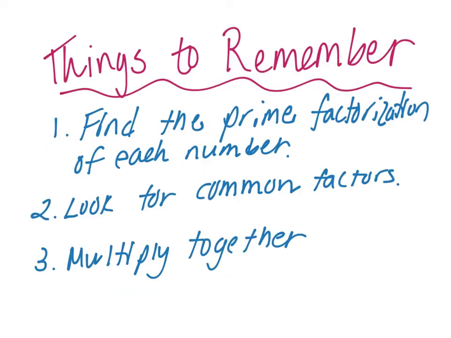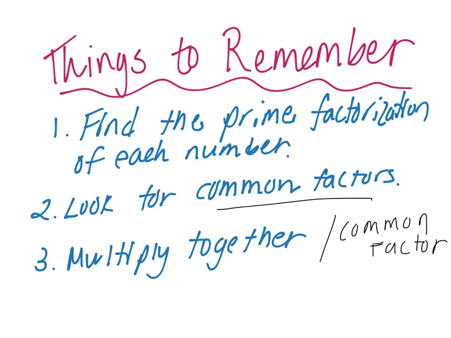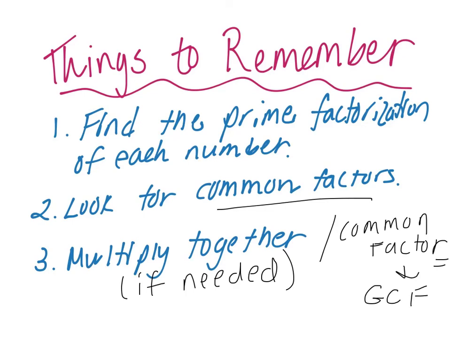Okay, things to remember for this lesson. When you're finding the greatest common factor, you want to find the prime factorization of each number. Once you do that, look for the common factors. Then your third step may vary depending on your numbers. It's either the common factor, if there's only one, and that's your answer, or you're going to multiply together, if needed. So if you have more than one factor that's common for each of your numbers, then you multiply together. If you only have one factor that's common, one number, that's your answer. So that factor is your greatest common factor.